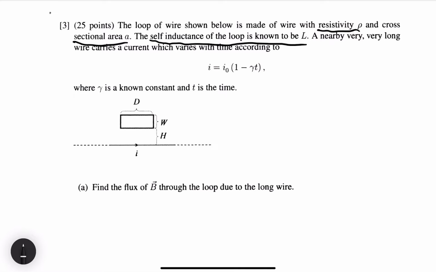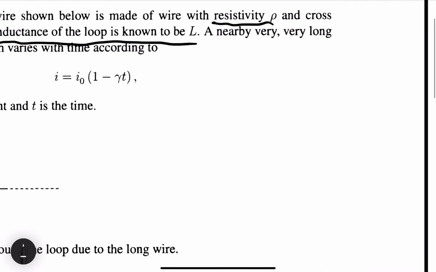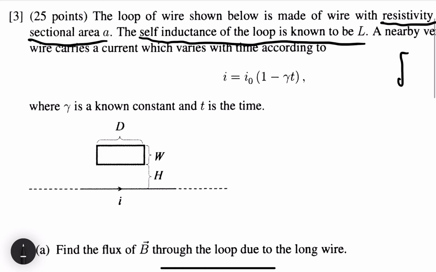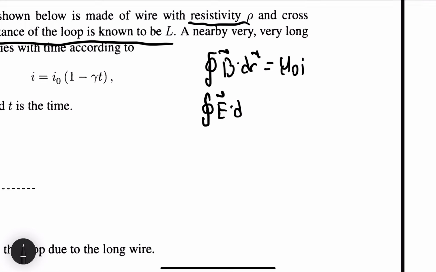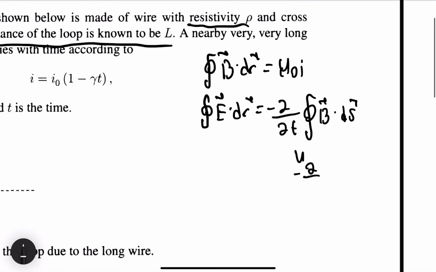So for this problem, we're going to need two equations. We're going to use Ampere's law to find the magnetic field generated by the wire. It's a closed loop of B dot dr is equal to mu naught I. And then the second equation we're going to need is Faraday's law, which is the closed loop of E dot dr is equal to negative partial with respect to time. That's a partial, it's not a 2. And then the flux of B, right? Just B dot ds. Or you could also see it as negative partial of the flux of B.